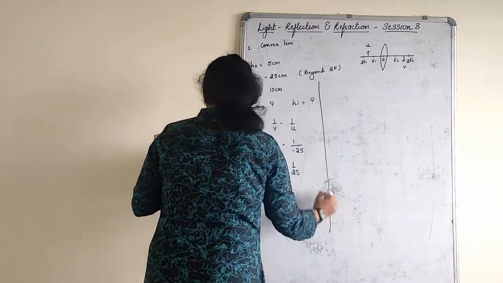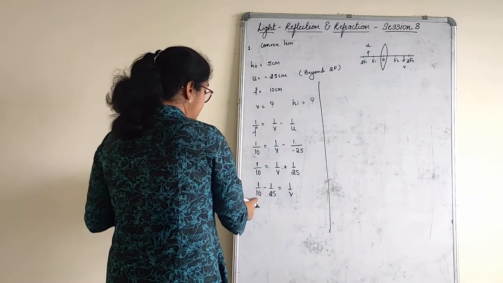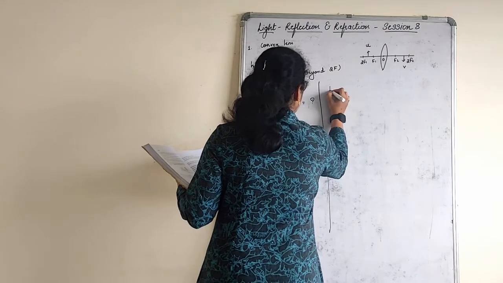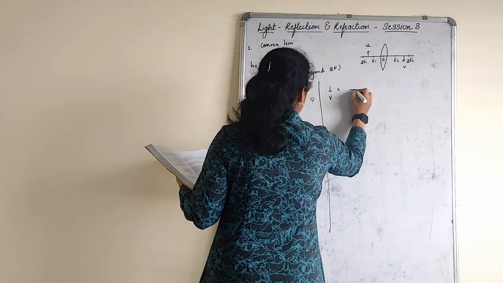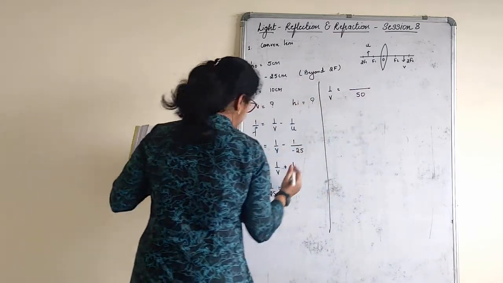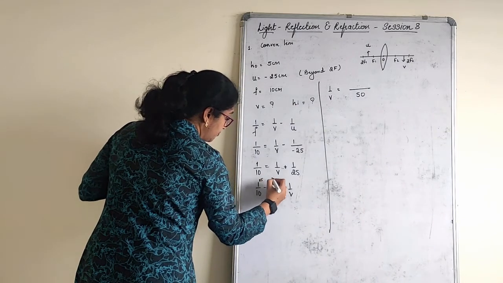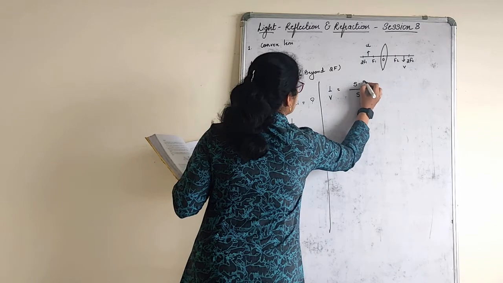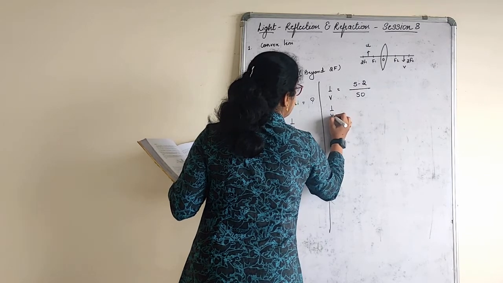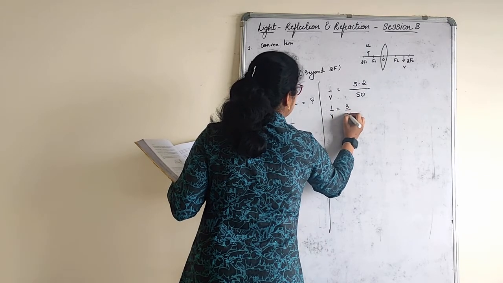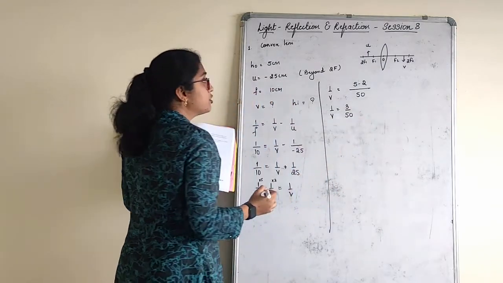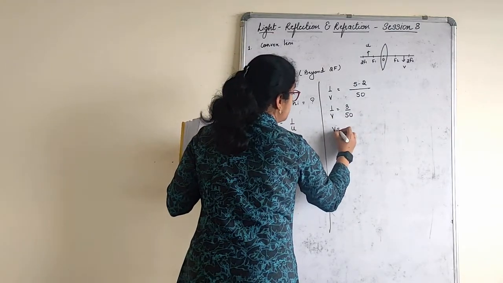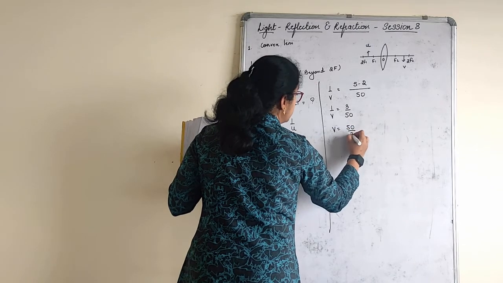I'll do it here. So 25 and 10, the LCM will be 50. 1 by v is equal to 50, 10 5s are 25, 2s are 5, minus 2. 1 by v is equal to 3 by 50. Should v be plus or minus? V should be plus. So v is equal to 50 by 3.